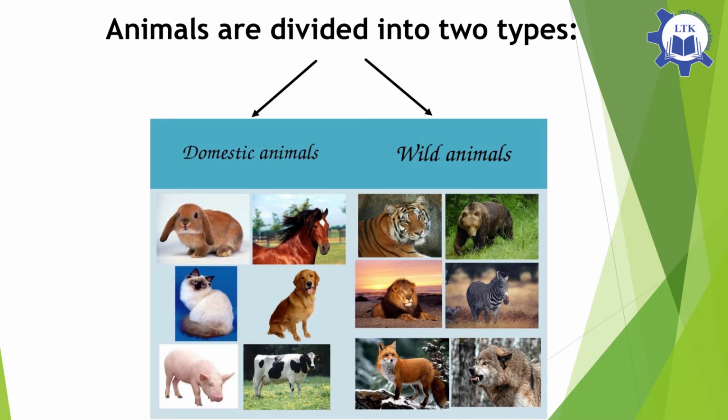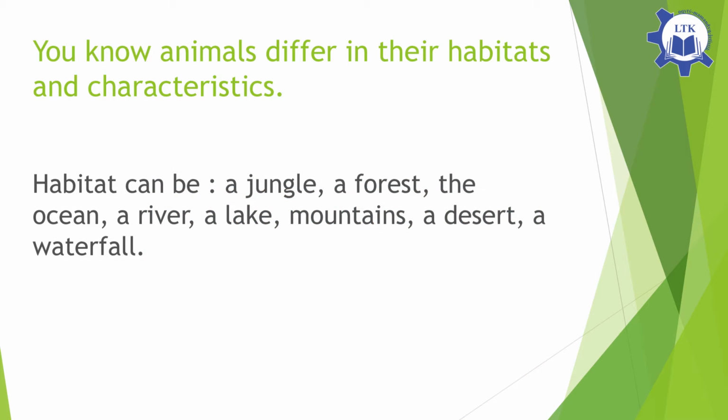Animals are divided into two types. Domestic animals: rabbits, hares, horses, cats, dogs, pigs, cows. Wild animals: tigers, bears, lions, zebras, foxes, wolves. You know, animals differ in their habitats and characteristics. A habitat can be a jungle, a forest, the ocean, a river, a lake, mountains, a desert, a waterfall. Let's look at a video about it.